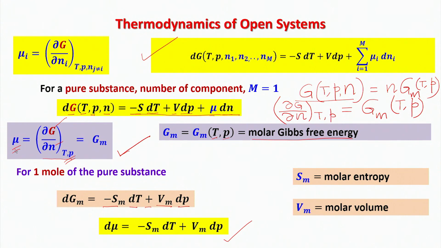In my next lecture, I'm going to use this expression, that d mu is equal to minus molar entropy into dT plus molar volume into dp, and see if we can evaluate it for a given ideal gas.